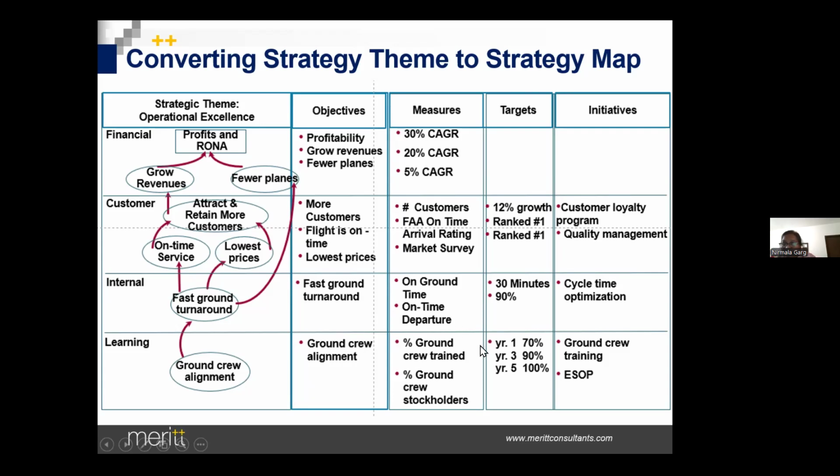Okay? Now, ground alignment, ground crew. So why should you have measures and targets at every perspective? Because what gets measured gets done. Because you can evaluate vis-a-vis what you have decided, or what you have set as an objective. Otherwise, you will not be able to evaluate.